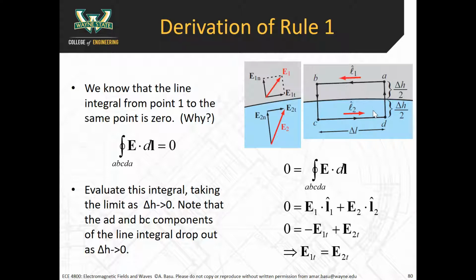If you don't remember this, it's okay, just take this as something new. Del cross E of electrostatic fields is 0. So the circulation, the integral of E dot dl, is going to be equal to 0. We know that the line integral from a point back to the same point is 0. So for any closed contour, the circulation of E dot dl is equal to 0.